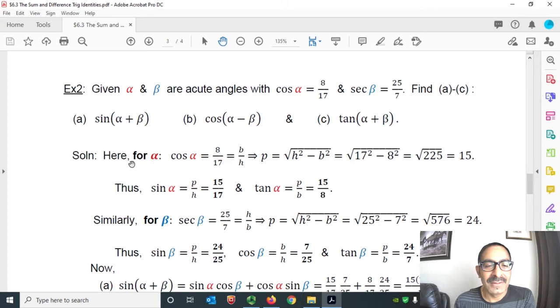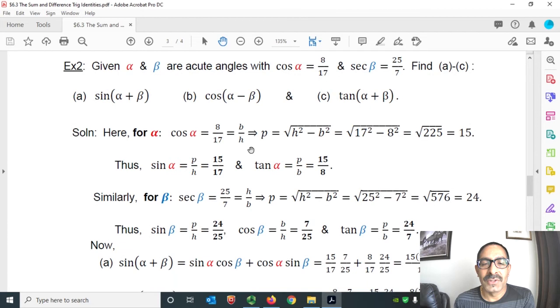Great. So here for alpha, we are given cosine alpha equals 8 over 17. We know cosine alpha equals, in a right angle triangle, base over hypotenuse, so b over 17. Then using the Pythagorean identity, we can find the value of p. It turns out that p is 15. Then we can easily find the value of sine alpha and tangent alpha.